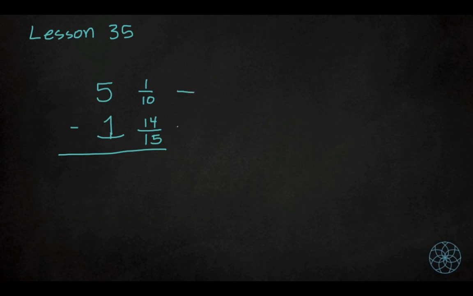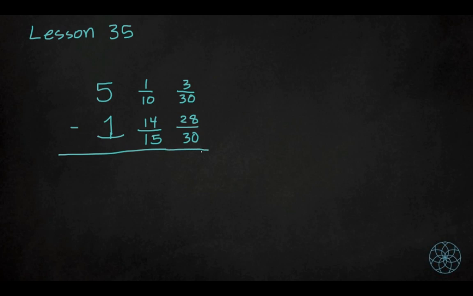First of all, we need a common denominator. So the lowest common denominator would be a 30. You can go ahead and calculate that if you'd like. 10 goes into 30 three times, and 3 times 1 is 3. 1/10 equals 3/30. 14/15, if we change that into a denominator of 30, 15 goes into 30 two times, and 2 times 14 is 28.